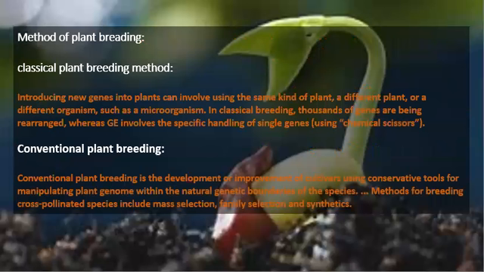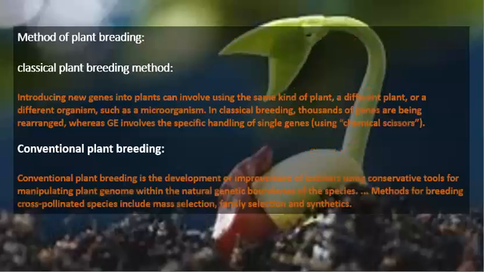Let's discuss the methods of plant breeding. There are two types of plant breeding methods, classical and conventional. Classical plant breeding introduces new genes into a plant and can involve using the same kind of plant, a different plant, or a different organism such as a microorganism. In classical breeding, thousands of genes are being rearranged, whereas genetic engineering involves the specific handling of a single gene.